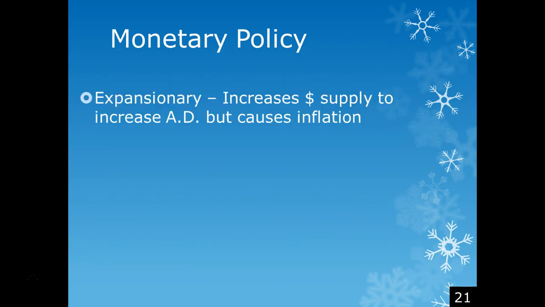So if the Federal Reserve wants to do an expansionary monetary policy, they want to increase the money supply so that they're increasing aggregate demand, but this will cause inflation, right? The more money that's out there, the higher the prices are going to go. To do an expansionary monetary policy, the Fed can buy bonds using open market operations, because if they buy bonds, then they pay money into the economy.